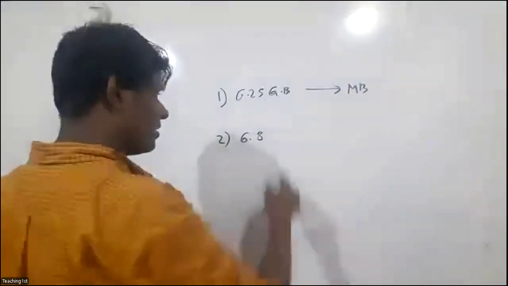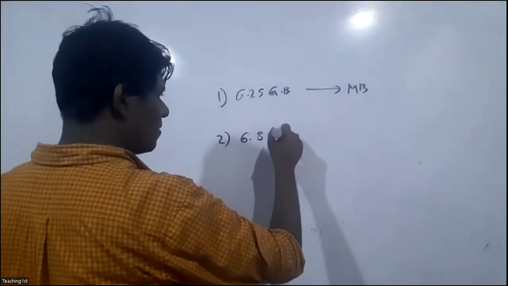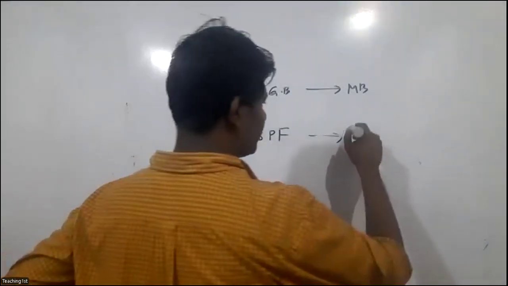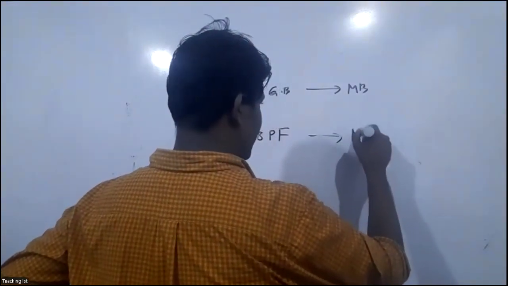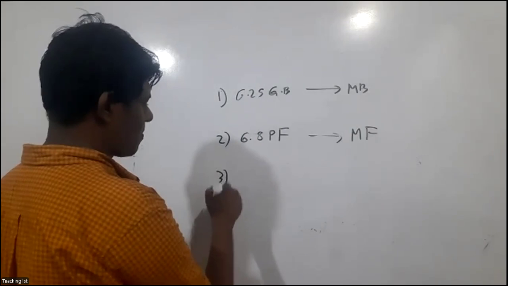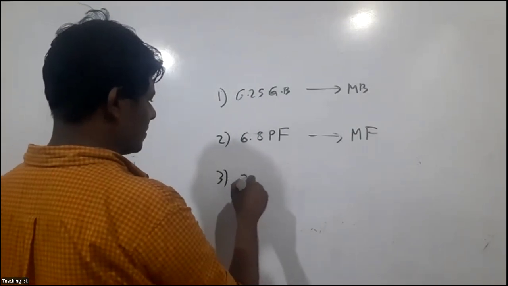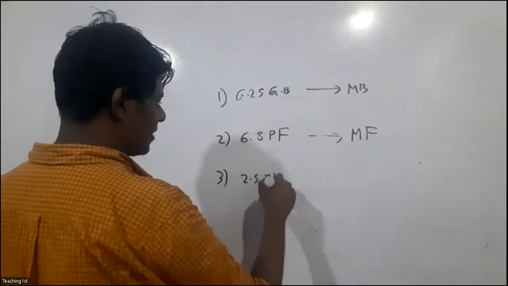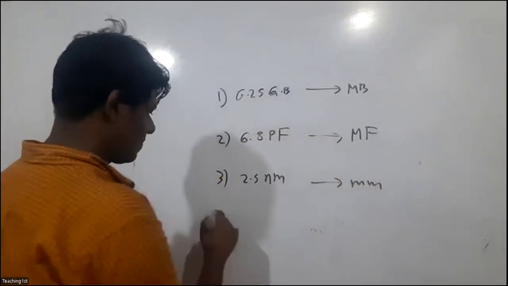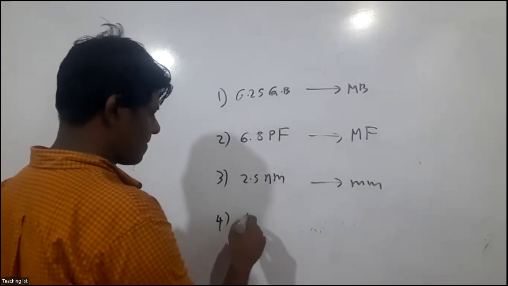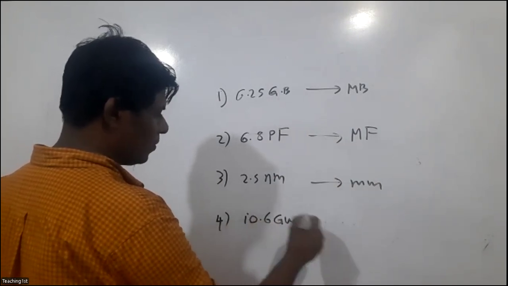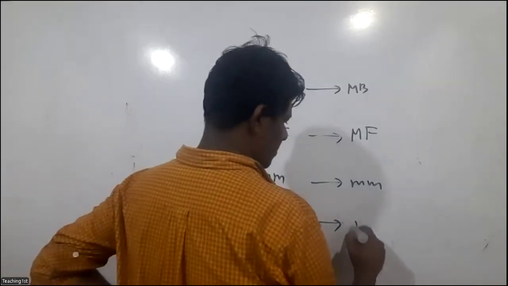6.8 picofarad to megafarad. Okay. 2.5 nanometer to millimeter. 10.6 gigawatt to microwatt.